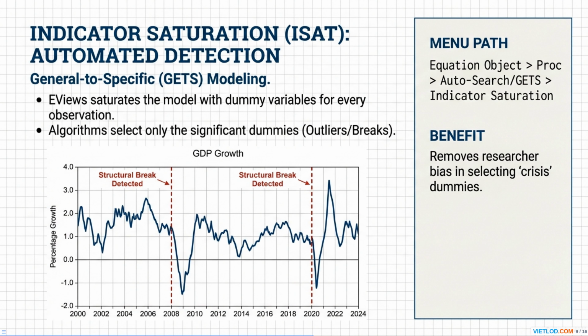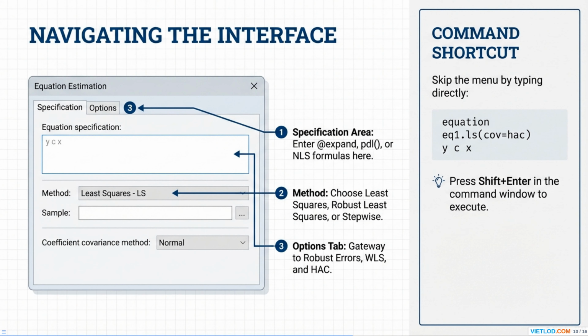The true value of ISAT lies in its objectivity. It eliminates the researcher bias often associated with subjectively identifying crisis dummies, as the algorithm itself identifies these critical points based solely on the data. For instance, in our GDP growth chart, ISAT would automatically pinpoint and account for sharp downturns, such as those in 2008 and 2020, leading to a cleaner and more accurate model.